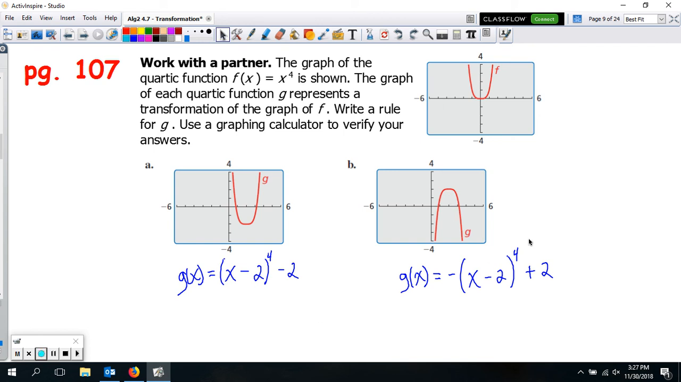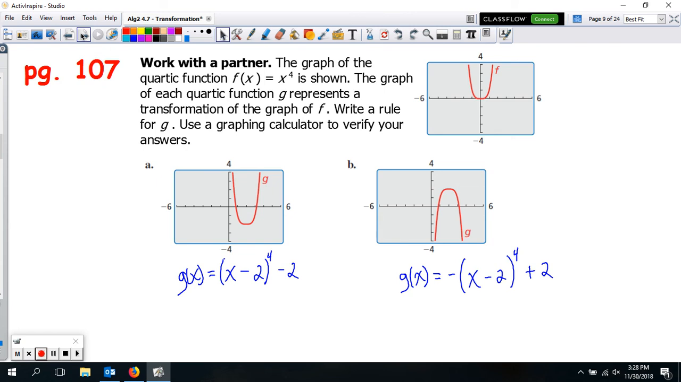And moving up 2, which means we're going to put plus 2 on this one instead of minus 2 like it was on this one when it went down 2. But we put the negative in front because it's opening down. So hopefully this was a bit of a reminder about some of those things with the transformations.